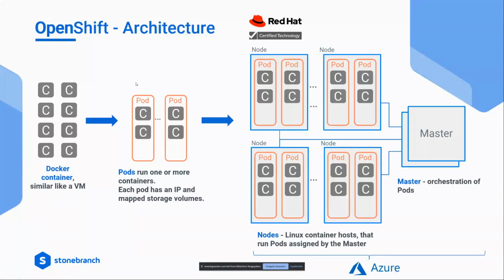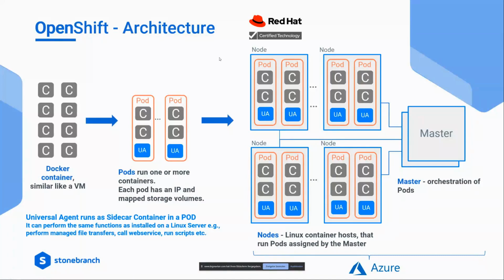application. Then you can distribute your pods onto a cluster, which consists of multiple nodes. These nodes are then maintained by the master, which takes care of the orchestration of the different pods. Now with OpenShift, you can add more pods, start more pods, or remove pods from a cluster.